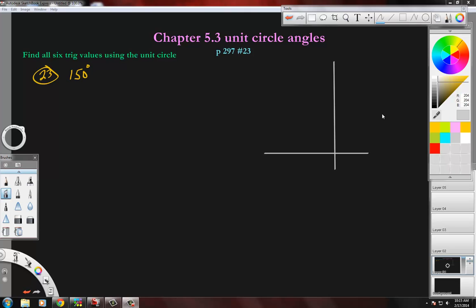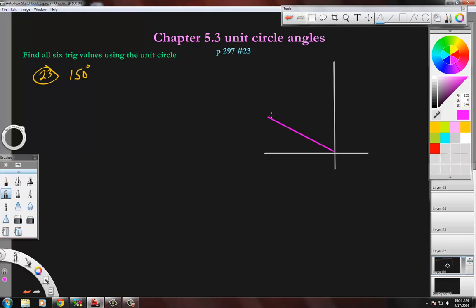Morning. We're going to do problem number 23, page 297. It involves finding all 6 trig values using the unit circle, based on the angle that they give us, which is 150 degrees. So let's all check this out. All 6 trig values. Now, a 150 degree angle would appear in quadrant 2, probably looking something like that right there.